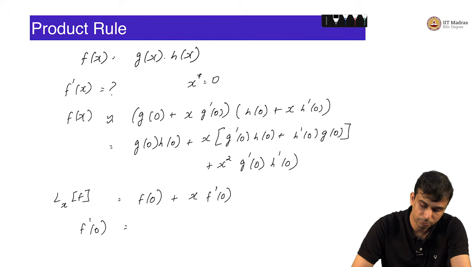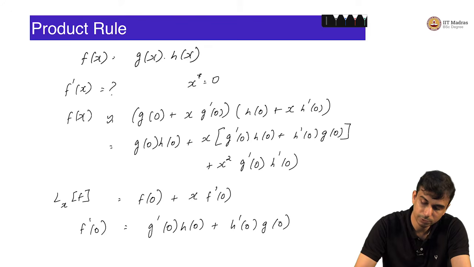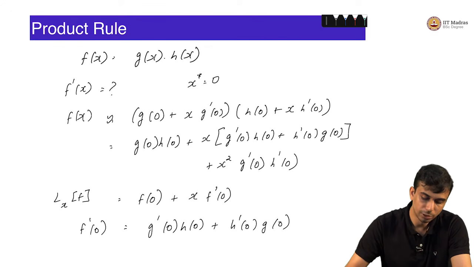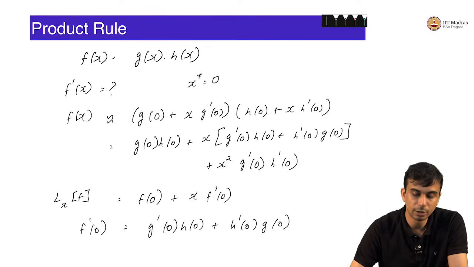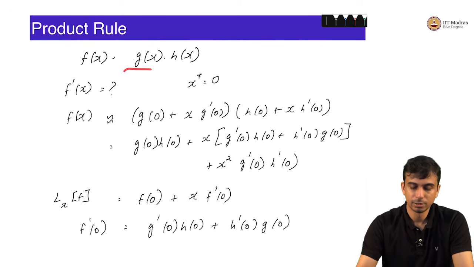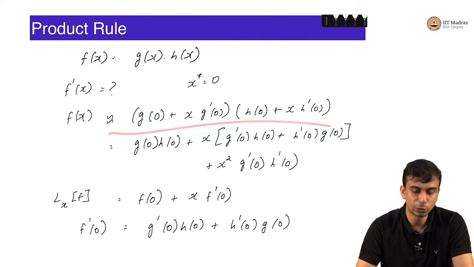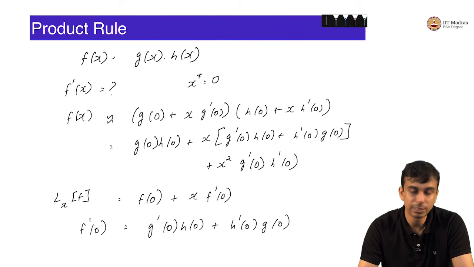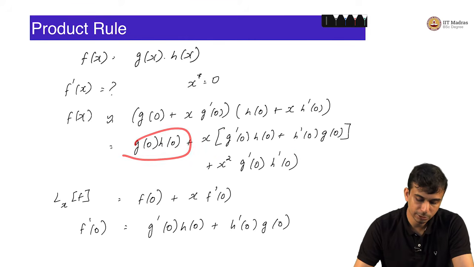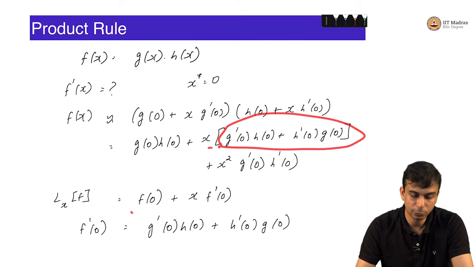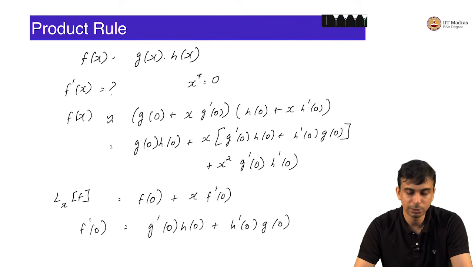which means that f dash of 0 is exactly equal to g dash of 0 into h of 0 plus h dash of 0 into g of 0. So, this is the product rule which we derived from first principles based on the idea of linear approximations coming from derivatives. We did a linear approximation of each of these individual components, we did a simple product, and we ignored the higher order terms. This corresponds to a linear approximation. By just matching terms, we get g of 0 and h of 0, which is exactly equal to f of 0, and this term must correspond to f dash of 0. You get the product rule back.